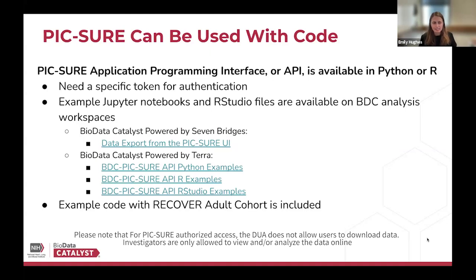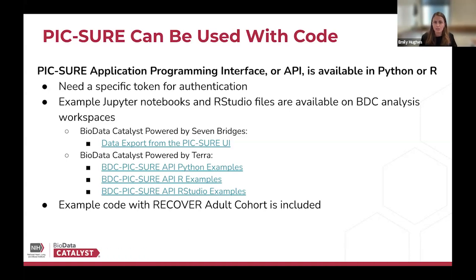I did want to take a quick second to point out that PIC-SURE can also be used with code. There is an API, or application programming interface, that is available in Python or R. So if you're a bit more technically savvy or prefer to use code to build your queries or do searches, this could be a good option for you. You will need a specific token for authentication. So just to say, I am who I am, this is what I have access to, and then you're able to use the API. We do have example Jupyter notebooks and R Studio files that are available on the BDC analysis workspaces.